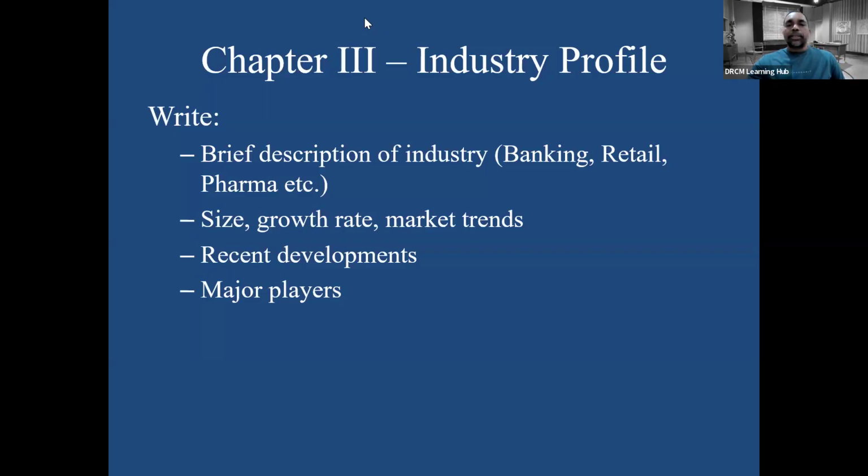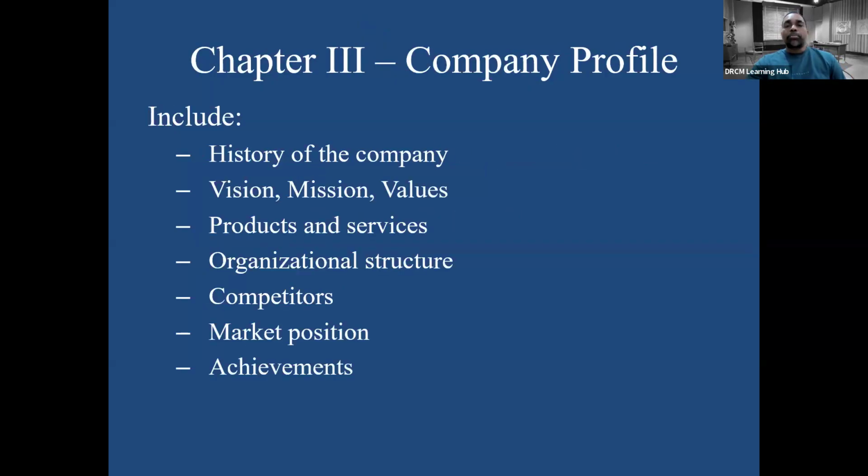Now type C, we can move to next slide. Very good. Next, we will go to company profile.